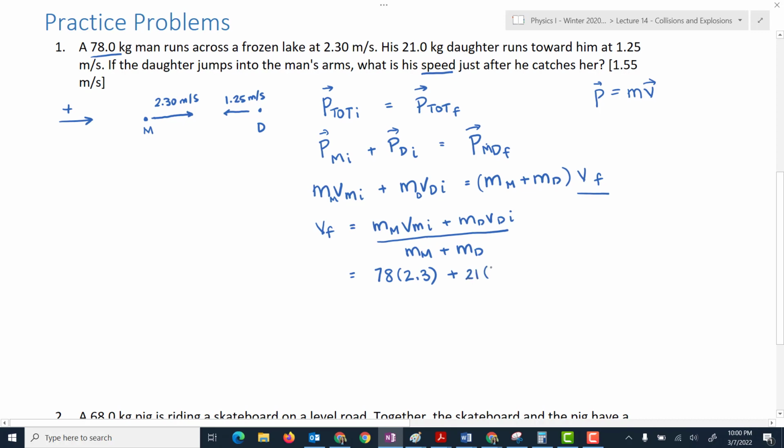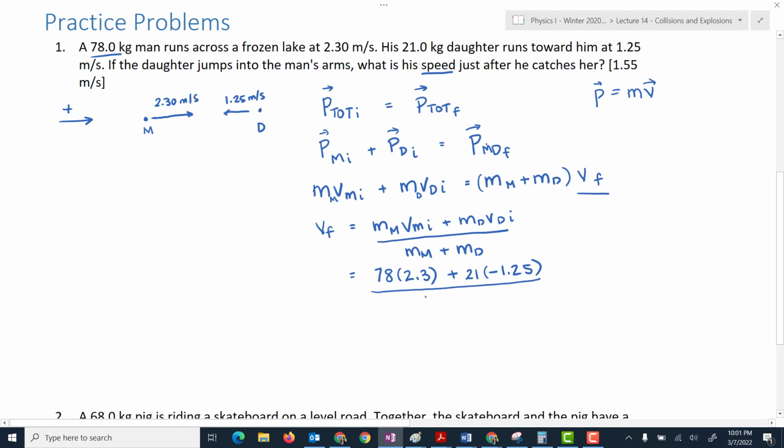And she is moving to the left, so we're going to say that that is a negative 1.25. You could have done this question assuming that the daughter is on the left moving to the right and the man is on the right moving to the left, and reverse the two velocities. One would be positive and the other negative, and that would be fine. In the end, you'd get the same value for your velocity, but with the opposite sign, and that's okay because the question is asking for the speed, so we wouldn't include the sign anyway, so the answer would still be the same.